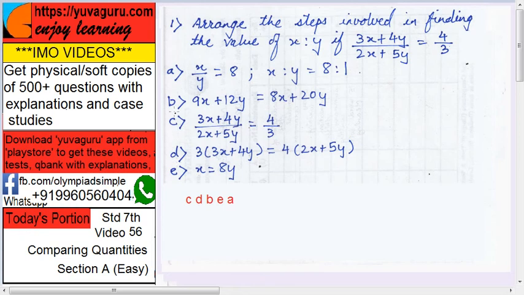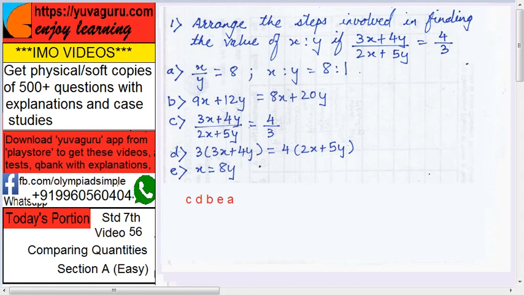So first is given. What is given? 3x plus 4y upon 2x plus 5y equals 4 upon 3. This is first, so C will be the first. Second, what will you do? You will cross multiply this, right? So the next step will be this: 3 on this side, 3x plus 4y equals 4 into 2x plus 5y on this side.